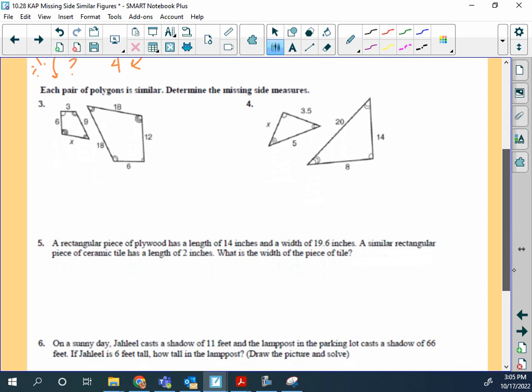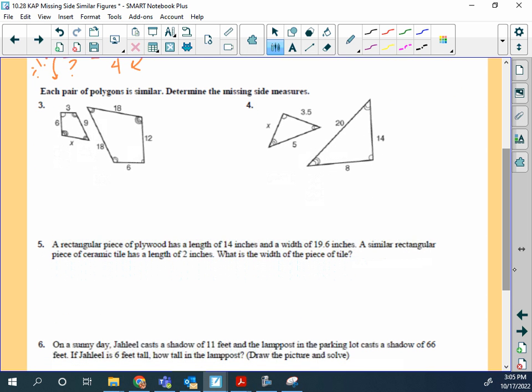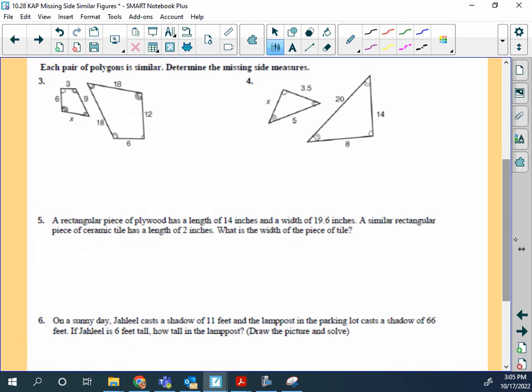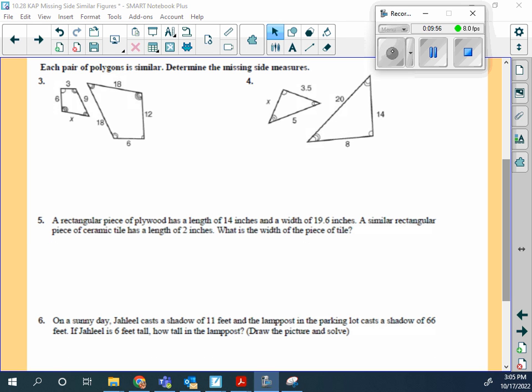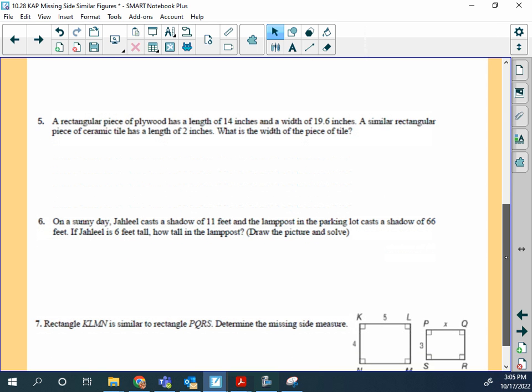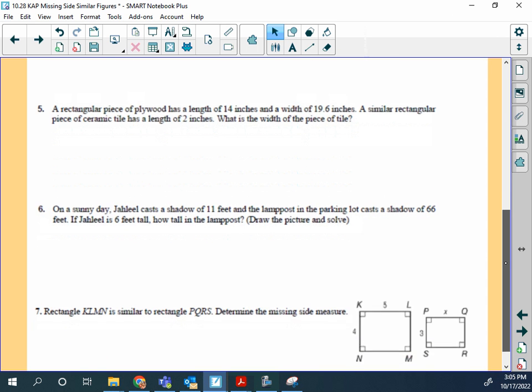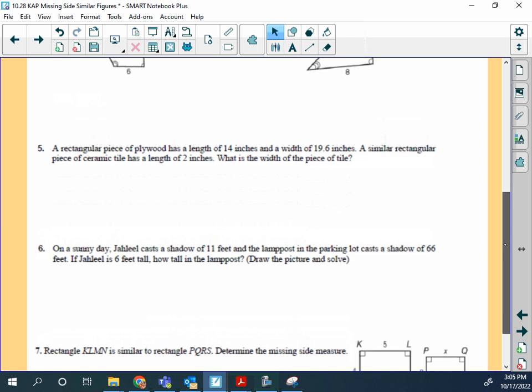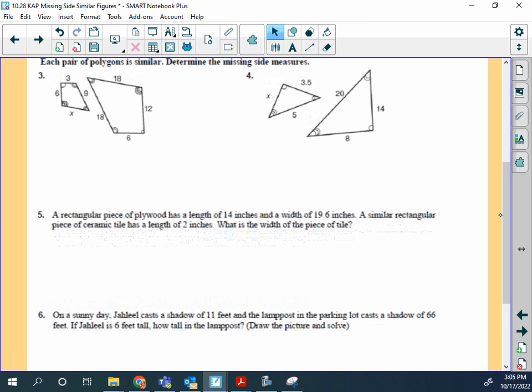All right. So how about you guys do 3 through 7 with a partner? 3 through 7 with a partner, and you'll need to pause the video. Don't forget on 5 through 7, when there is no picture, you're going to want to show a picture. Oh, I'm sorry, 7 does have a picture. So 5 and 6, you'll want to draw a picture. Don't forget to pause the video.